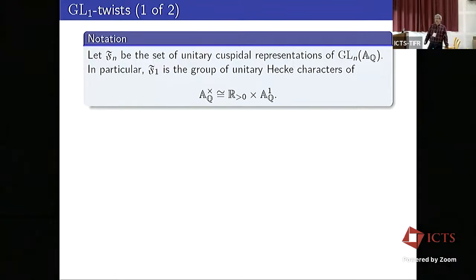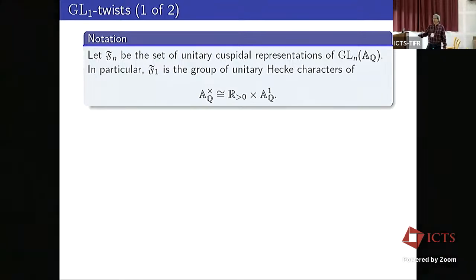So GL1 twists are very important in this talk. Let me introduce some notation and talk a little bit about GL1 twists in general. Let F_n be the set of unitary cuspidal representations of GL_n over A. In these slides I work over the rational field, but everything I'm going to say works equally well over number fields. In particular, F_1 is the group of unitary Hecke characters of the ideal class group.